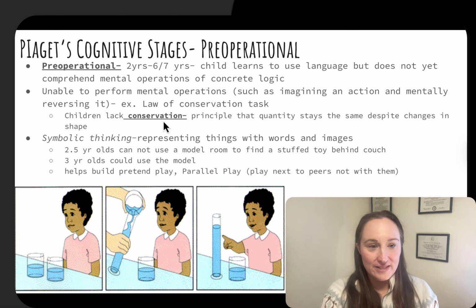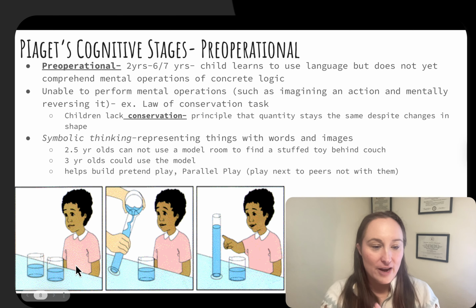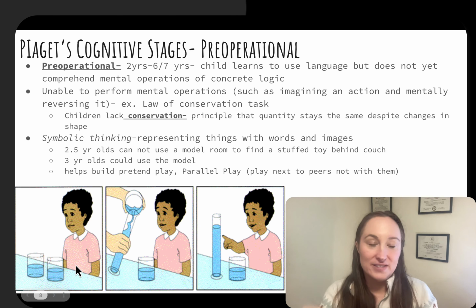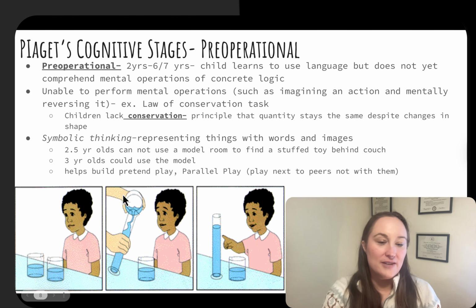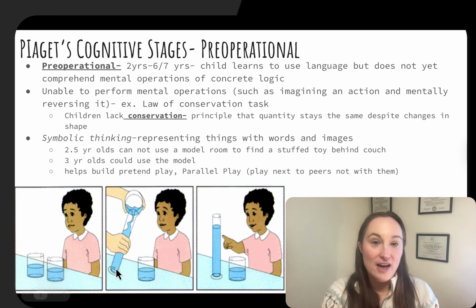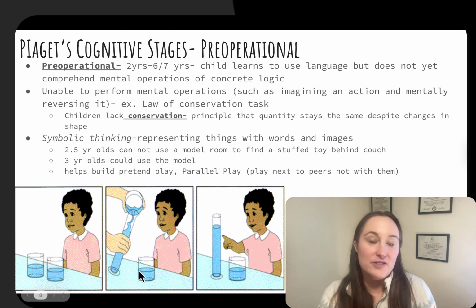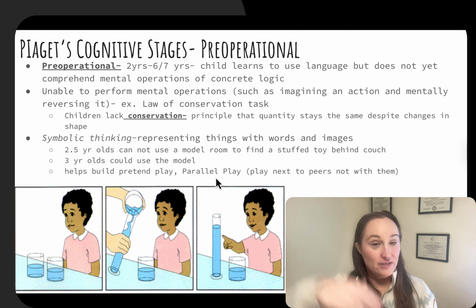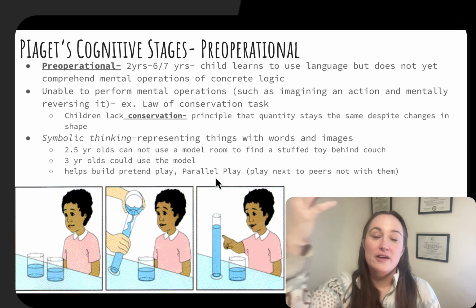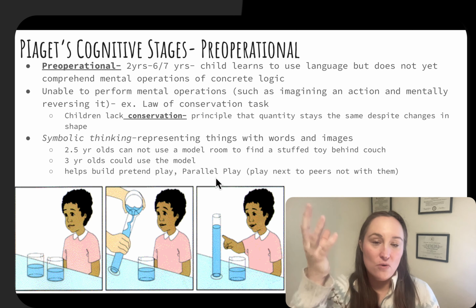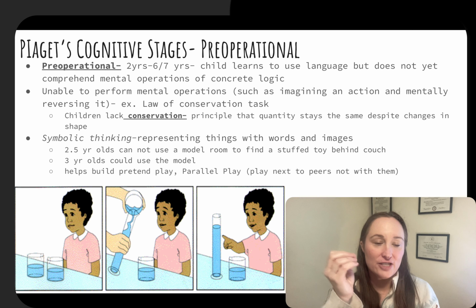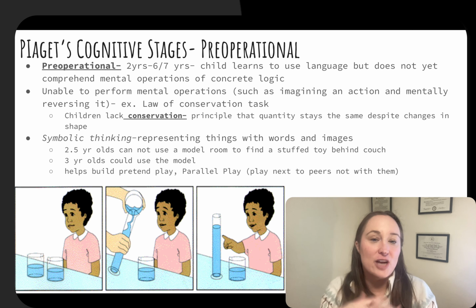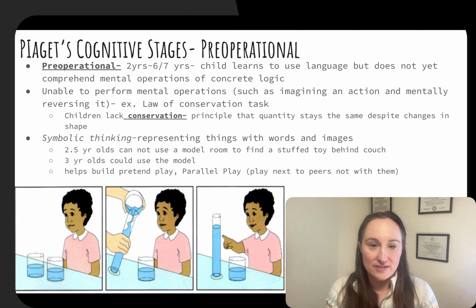One of the ways we test this is there are 2 glasses of water, right? You say, hey, are these the same? Once they say yes, cool. Take one of the glasses and pour it into this tall, skinny glass. Now, which has more, or do they both have the same? If the child points at the tall, skinny one and says, this one has more because it's taller, they lack conservation. They don't understand that just because it changed shape, it didn't change how much mass exists.